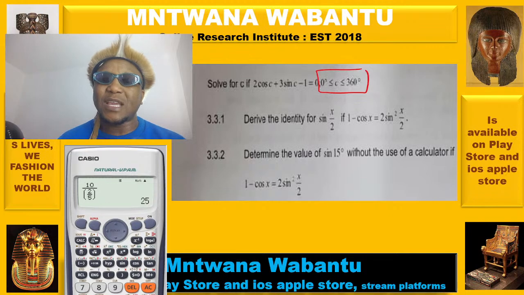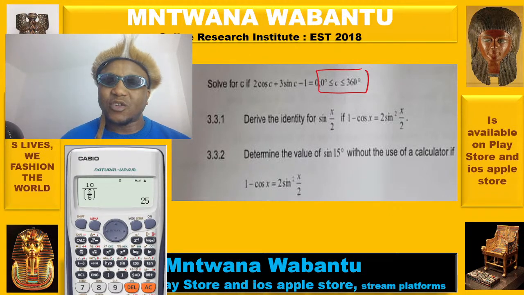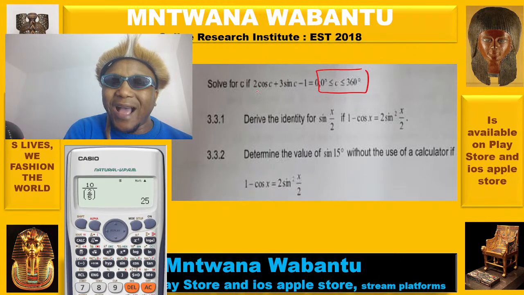Before you do this question, you must know the trigonometric rules. But let's get straight to it. We have a cos, a 1, and a sine. Let me separate cos and sine.